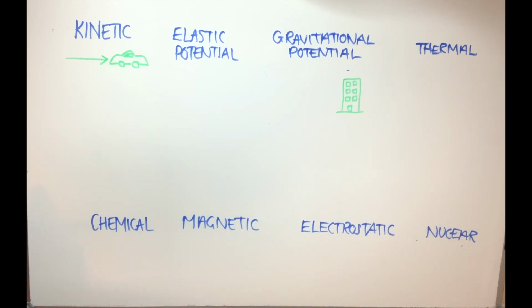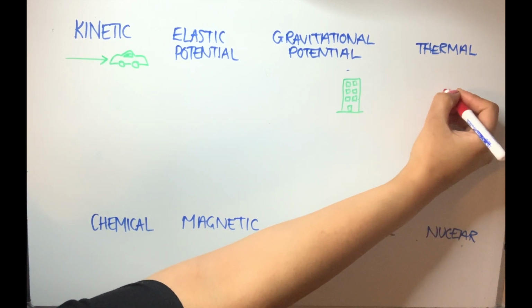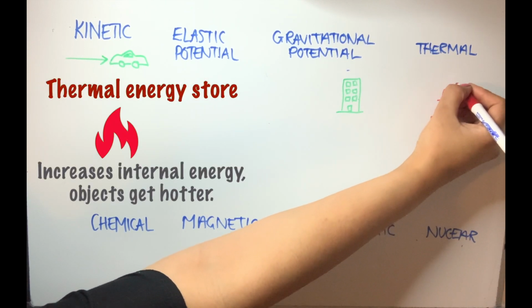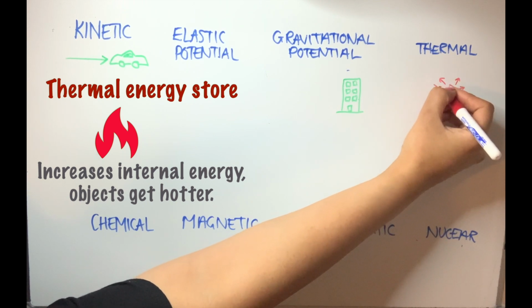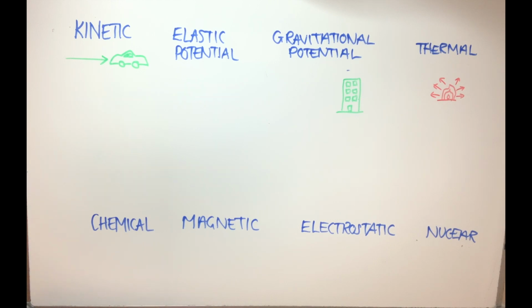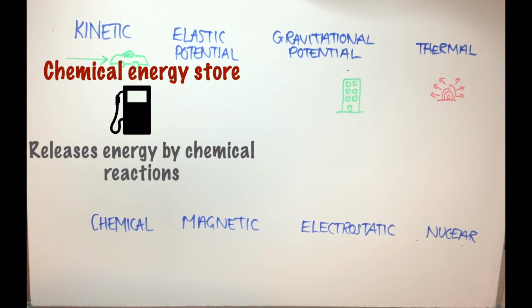Then we have thermal energy, and thermal energy is to do with the internal energy of an object. So for example, if something has increased internal energy, it would get hotter. Then we have chemical energy, and chemical energy could be due to things like food, chemicals that we consume that then can be transferred into different types of energy, or it could be fuels, things such as batteries or petrol that you put into your car, etc.